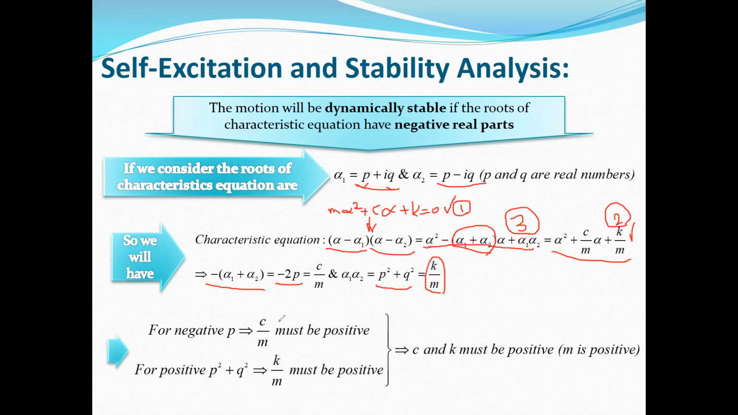And for c divided by m, for negative p, it means when p is negative, this term minus 2 times p will be positive. So c divided by m must be positive. And again, because m is a positive value, c must be positive as well. So c and k must be positive in the system to have a stable dynamical system.